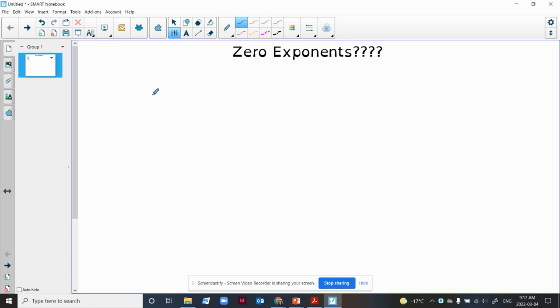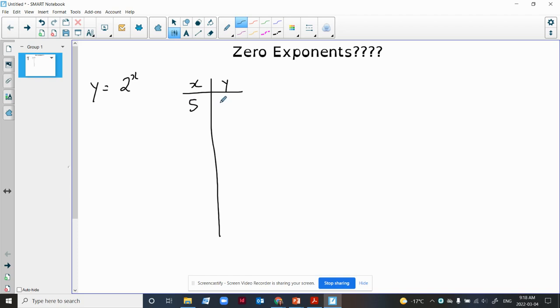So we're going to use the example of 2 to the x. We're going to do a table of values to see what the pattern is and what's happening with 2. So y equals 2 to the x is what we're looking at. We have our x and we have our y. We're not going to start with 0. Let's start with 5.